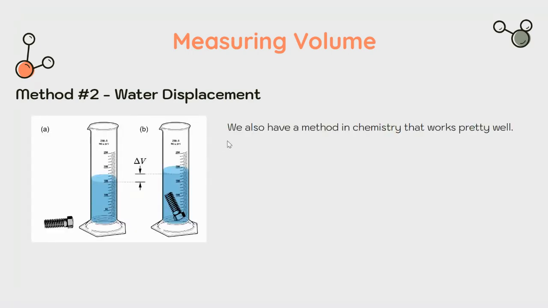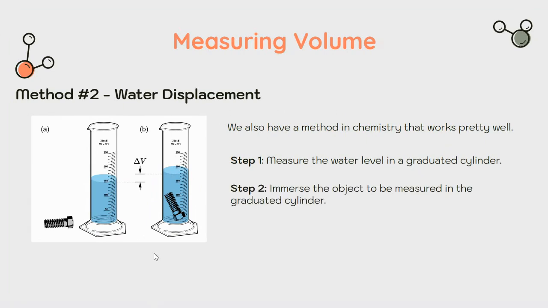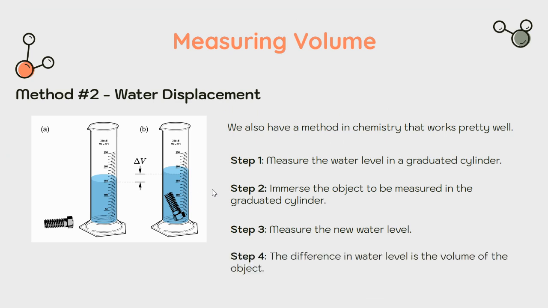Really, what we do in chemistry is we first measure the water level in a graduated cylinder with nothing in it. That's what you can see on the left here. We would then put our object in the graduated cylinder. On the right, you can see that we've put in what looks like a bolt. You can see that the water level rose. We would measure the new water level, and then we would calculate the difference in water levels. And that would correspond to the volume of our bolt here.